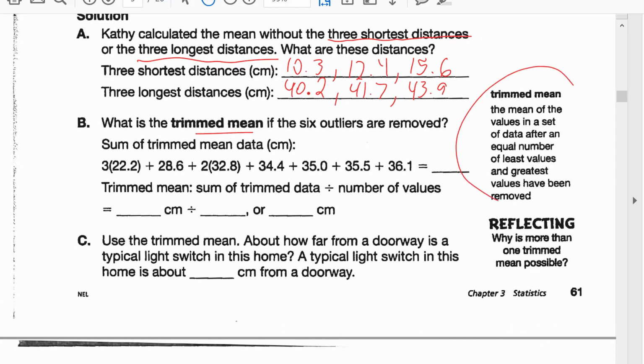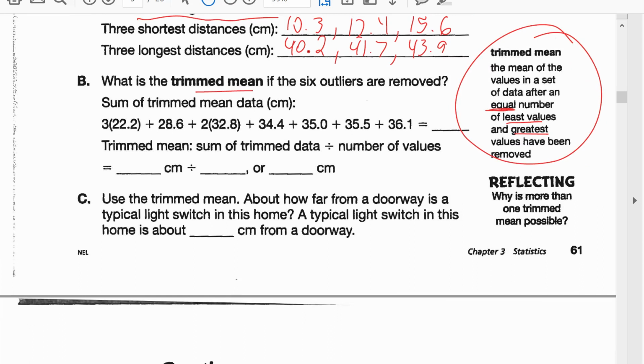Trimmed mean is the value of the data set after an equal number of least and greatest values have been removed. So we're just going to add right here the rest of the data set and see what we get. We get 301.8.